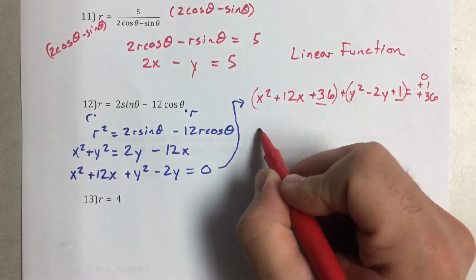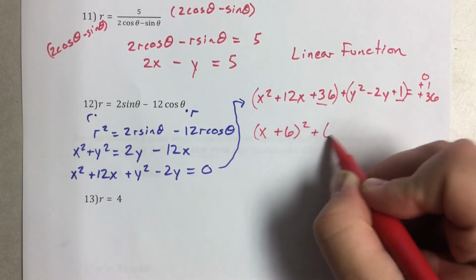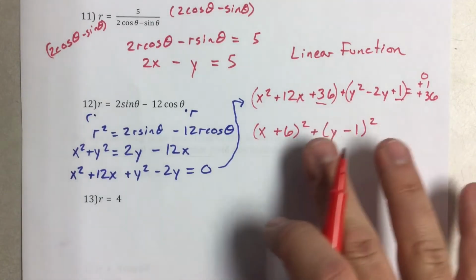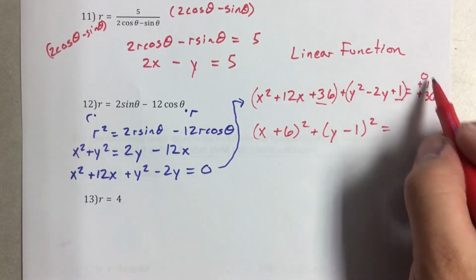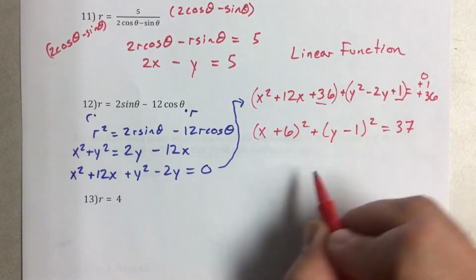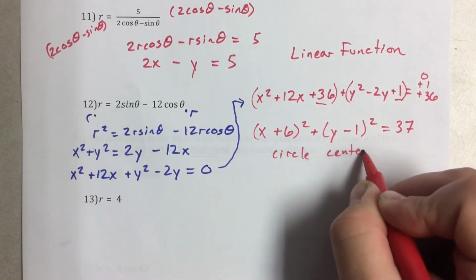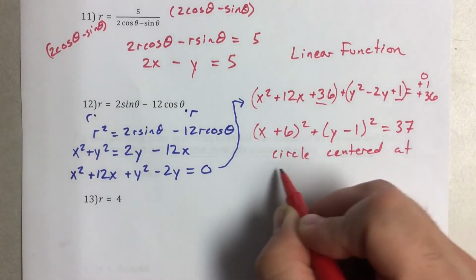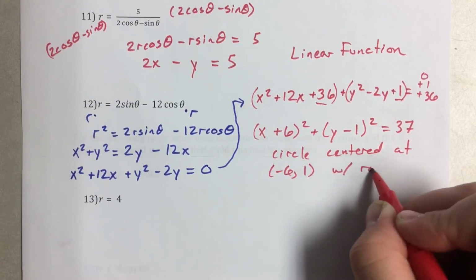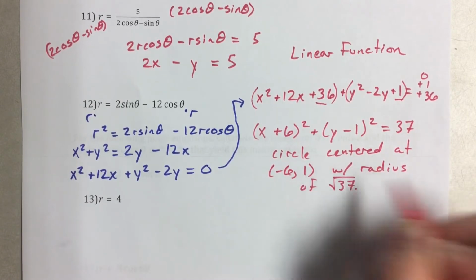We would have (x + 6) squared plus (y - 1) squared. Again, I go over how to do this in the skills review. 0 plus 1 plus 36, that's 37. And then we have our circle equation. So circle centered at (-6, 1), with radius of square root of 37.